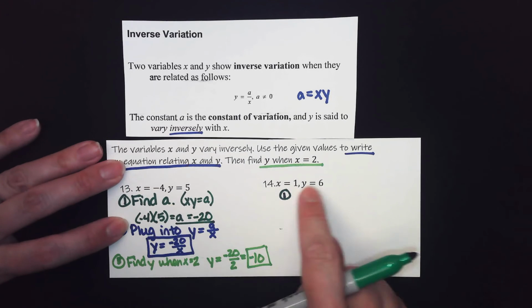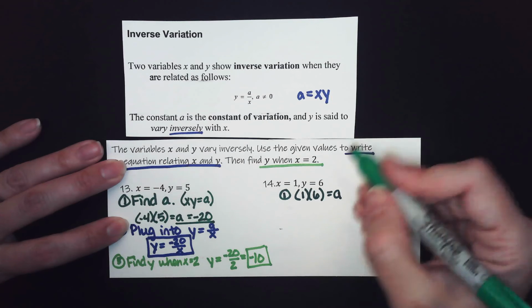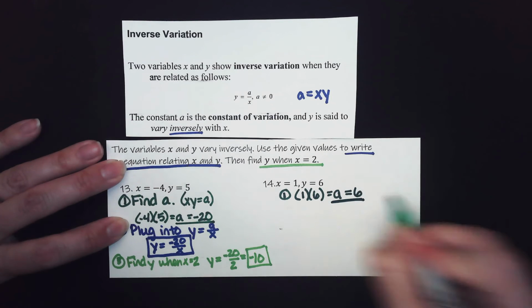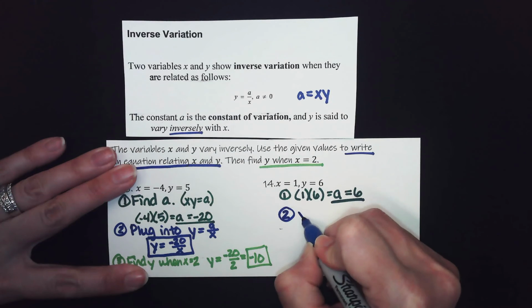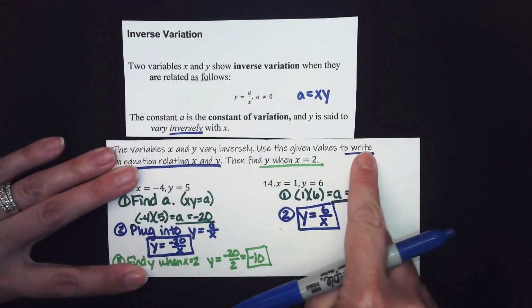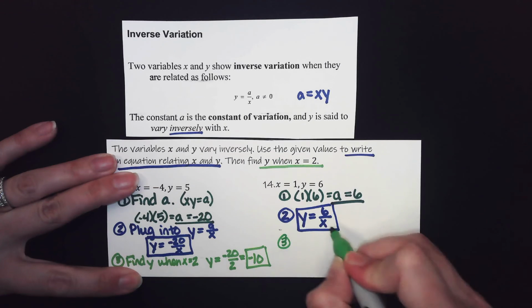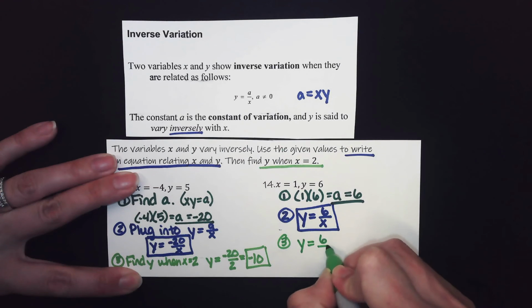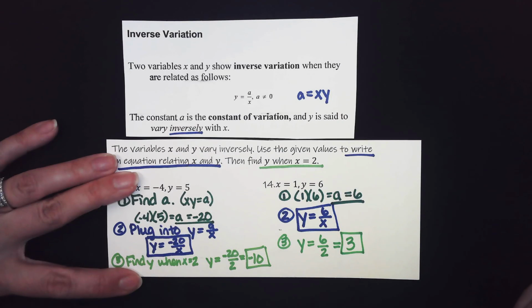Okay, x and y are given here, so I have 1 times 6, and that's going to equal a. 1 times 6 is 6, so I get that a is 6. Okay, step 2 is plug into y equals a over x. So I get y equals 6 over x. There's that part of the answer, okay? Then we want to find y when x is 2. So number 3, I'm plugging in 2 for x. So y equals 6 over 2, and that is 3. So y is 3 when x is 2.